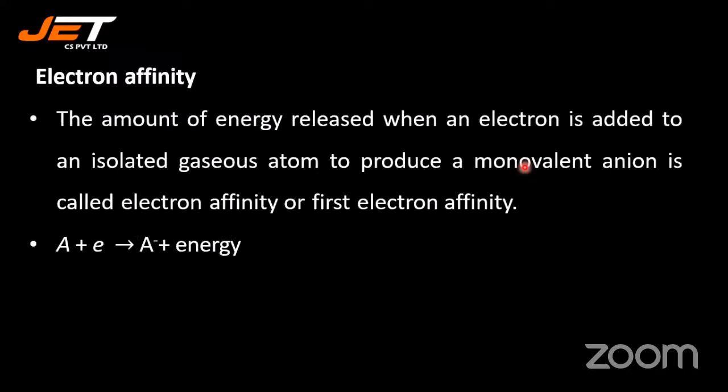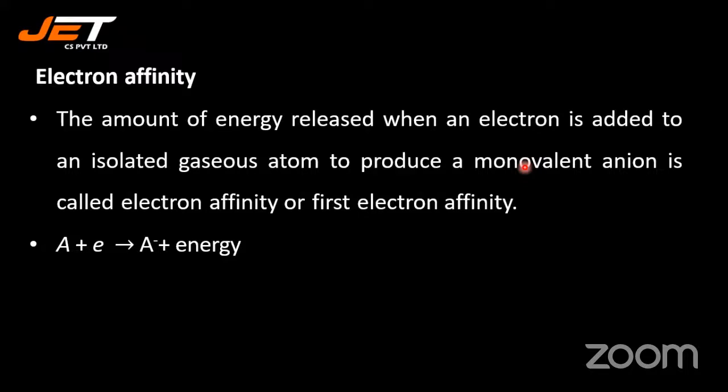So this is the electron affinity. Electron affinity is the amount of energy released when an electron is added to an isolated gaseous atom to produce a monovalent anion. It is called the electron affinity or the first electron affinity. Like A plus e gives A minus plus energy. Okay, so it is the amount of energy which is released when an electron is added.